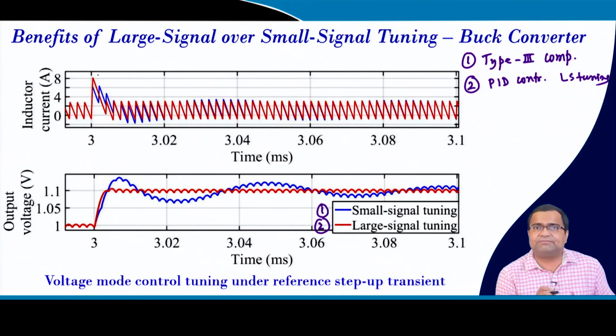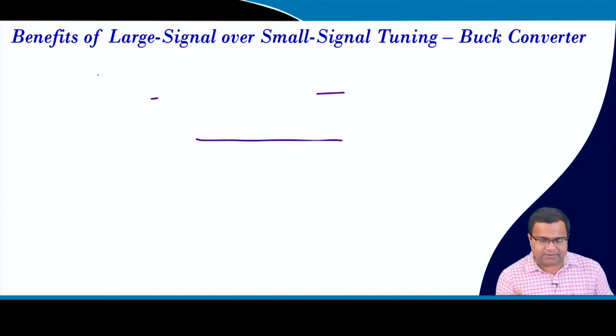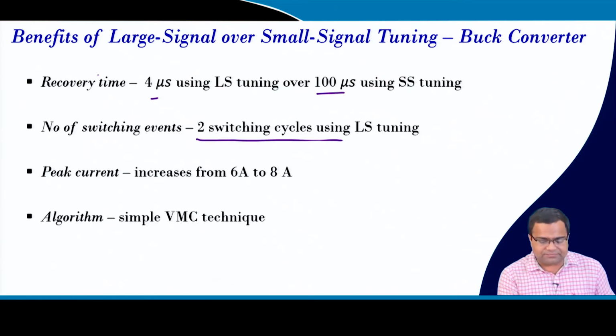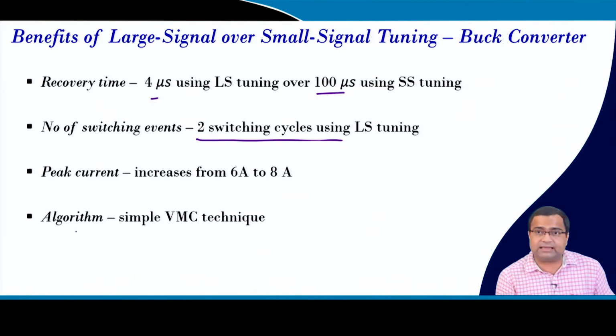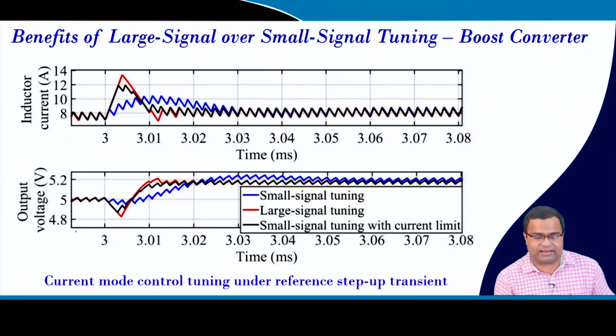I think that is not significant, because we have a higher current rating, let us say it is a 30 ampere rating. Then the algorithm is simple voltage mode control. So, the bottom line is this, you can improve the performance significantly.